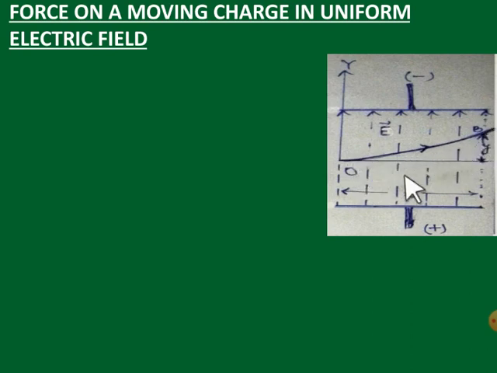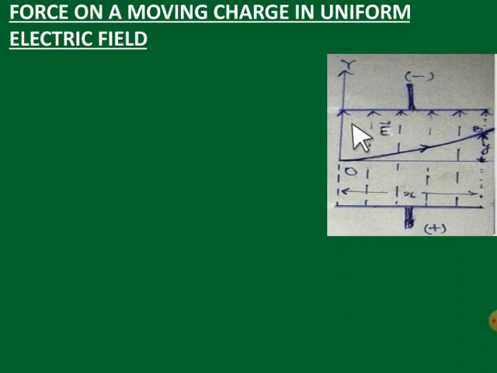If a charged particle Q is placed inside the uniform electric field, we know that it will experience a force, and that force we call Lorentz electric force. Clear? The direction of the force acting on that charged particle will be parallel to the direction of the electric field. If it is a positive charge, then it will go in the direction of the electric field. If it is a negative charge, then it will be against the direction of electric field E. Clear? Electric field E is in this direction, from positive plate to the negative plate, right?